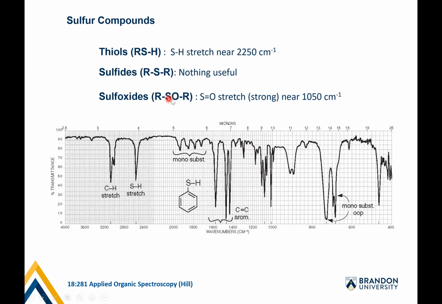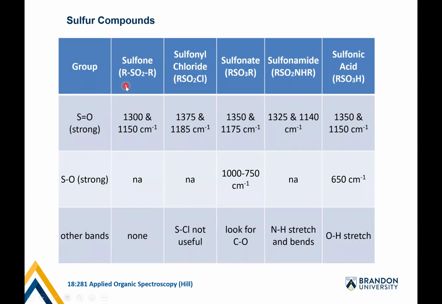So sulfides would be the functional group of last resort. Sulfoxides, however, have a nice polarized sulfur-oxygen double bond, and that comes out at around 1050. Now, of course, there's a whole series of sulfur-containing compounds which differ based upon what the sulfur is bonded to. If it's bonded to 2 carbons, you've got a sulfone. If it's bonded to a chlorine, you've got a sulfonyl chloride. If it's bonded to an oxygen, then a carbon, this is a sulfonate, like an ester, then sulfonamide, and then the sulfonic acid.